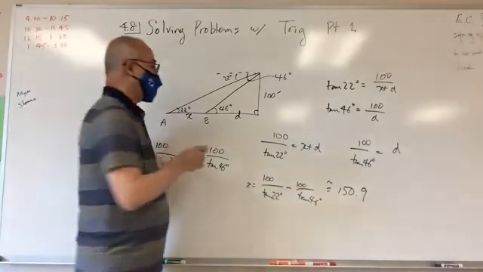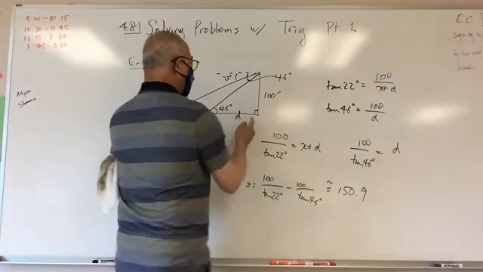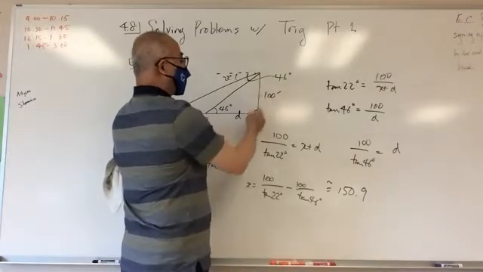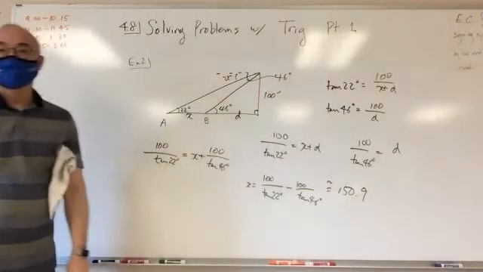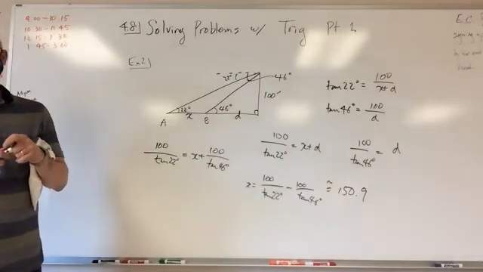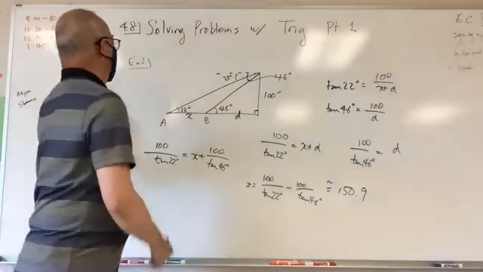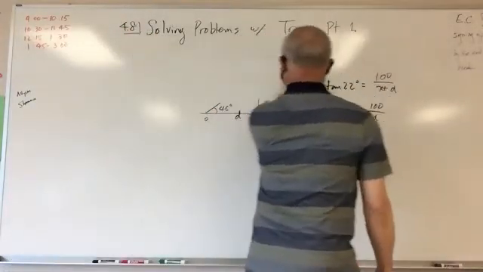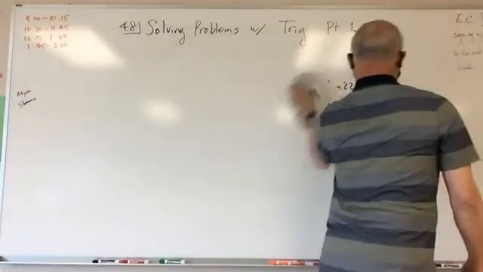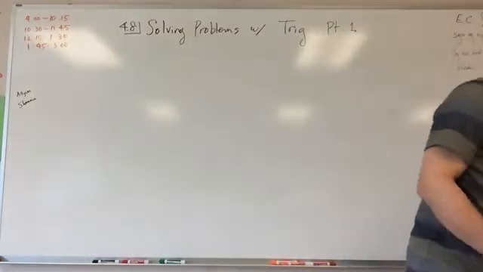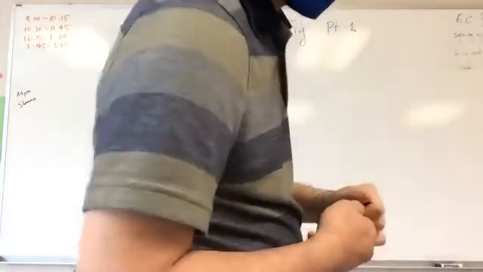Also, I could have not given you this. I could have given you this. And then you could have had to find this guy. Okay. Several different variations to this problem is what I'm saying. Okay? Right. So example number 2. Example number 3. Basically the same problem. This is a variation of that problem.